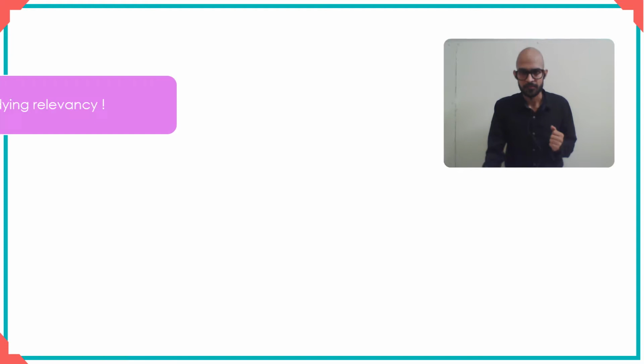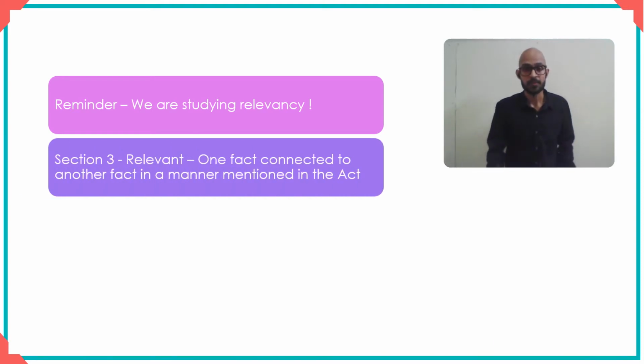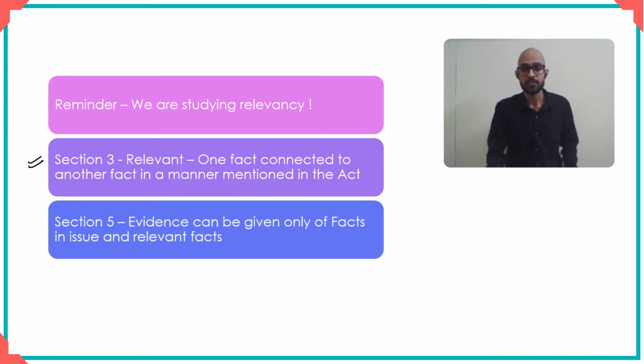A gentle reminder first. What are we doing here? We are studying the laws related to relevancy, right? Which means we need to remember 2 points. First, section 3. Then we need to remember section 5. Now, section 3 tells you what the meaning of something being relevant is. What is the meaning of relevancy?